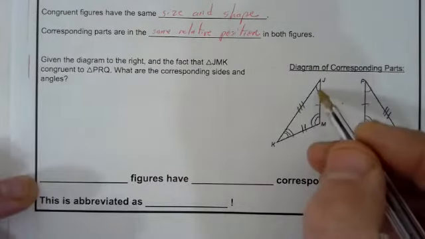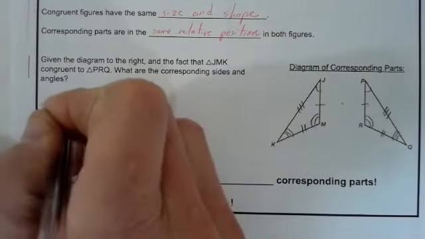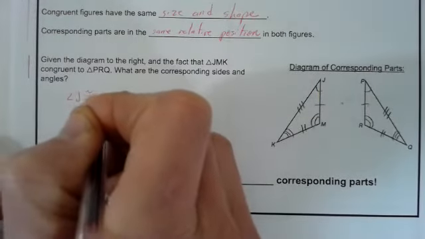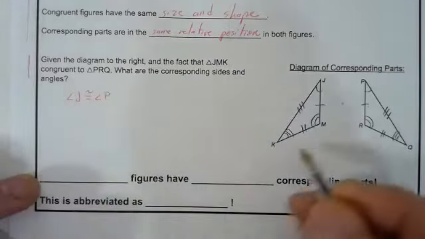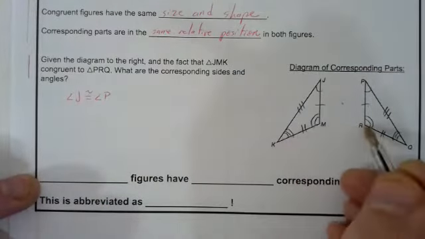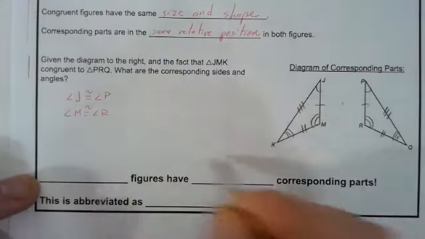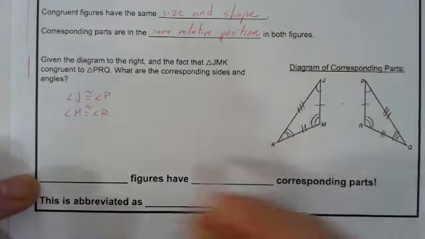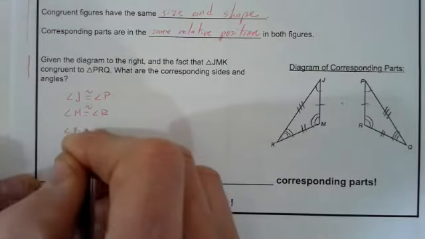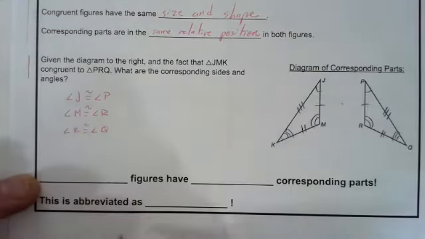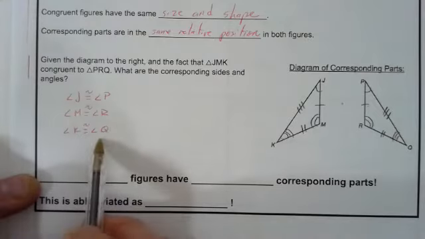So I'm going to start with the angles. One tick mark here, one tick mark here. Angle J is congruent to angle P. Angle M is congruent to angle R. And angle K is congruent to angle Q. So those are all 3 congruency statements for the angles.